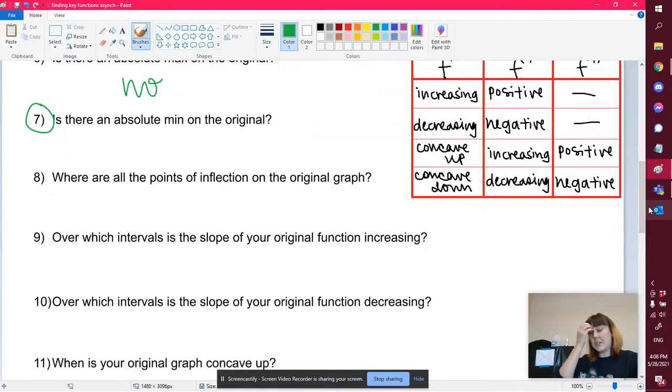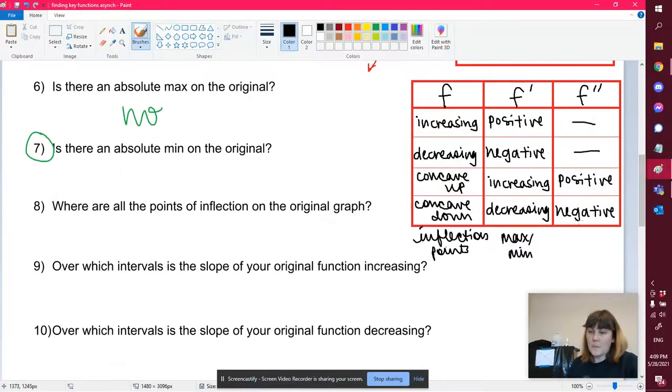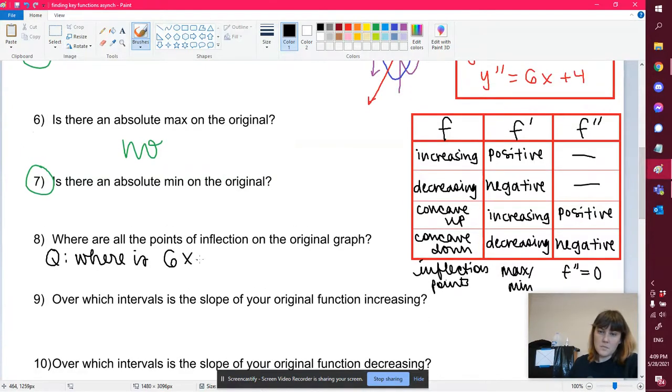Where are all the points of inflection on the original graph? I actually need to add a few lines here. Points of inflection on the original graph are maxes and mins on the derivative, which means it's where the second derivative is equal to 0. So asking where are the points of inflection, we could rewrite this question to say, where is our second derivative equal to 0? And this is just like an algebra question that you solve for x.